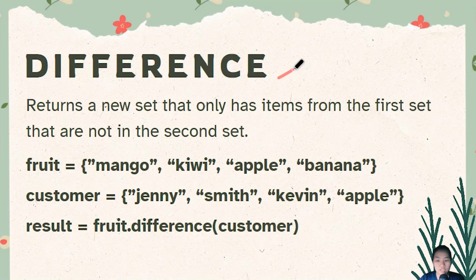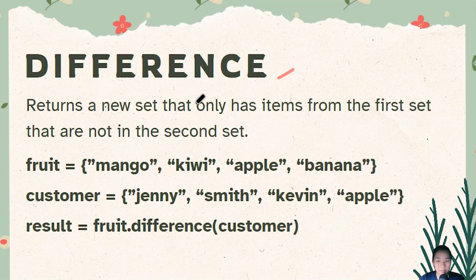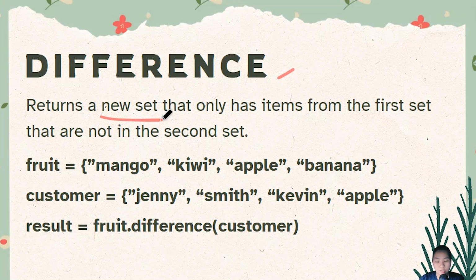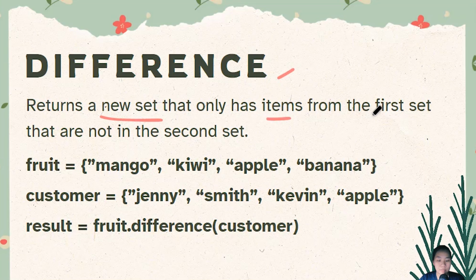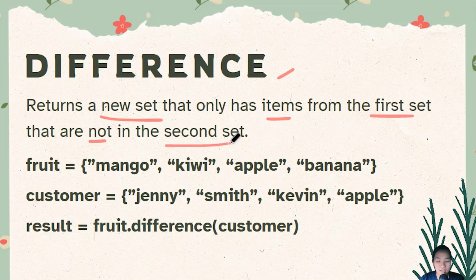First off, let's take a look at difference. Difference is a method that returns a new set, so it doesn't mess with the original set, that only has items from the first set that are not in the second set, okay?